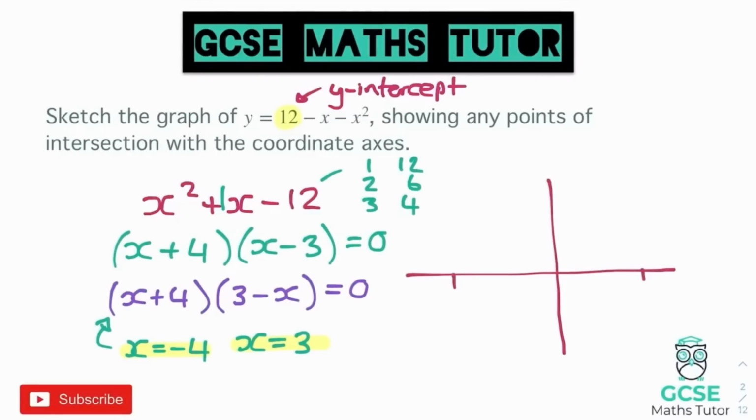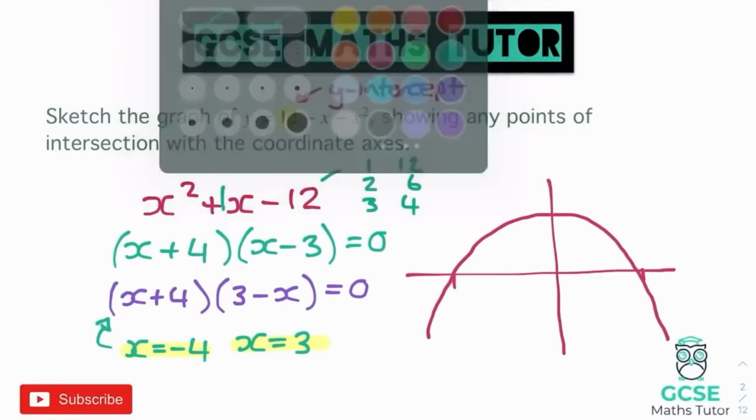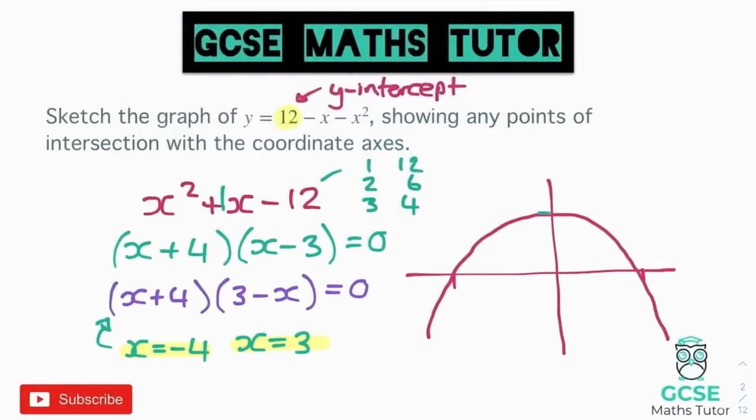Don't have to worry too much about the scale here. Obviously 12 would be a lot higher if we had the same scale on either one, but I need my negative quadratic to go up through the y-axis, back down. I just need to label all those points where it intersects the axes. So it goes through here on the y-axis at 12, it comes through minus 4 on the x-axis, and it goes through 3 on the positive part there. So there we go, that's how we would sketch a negative quadratic.